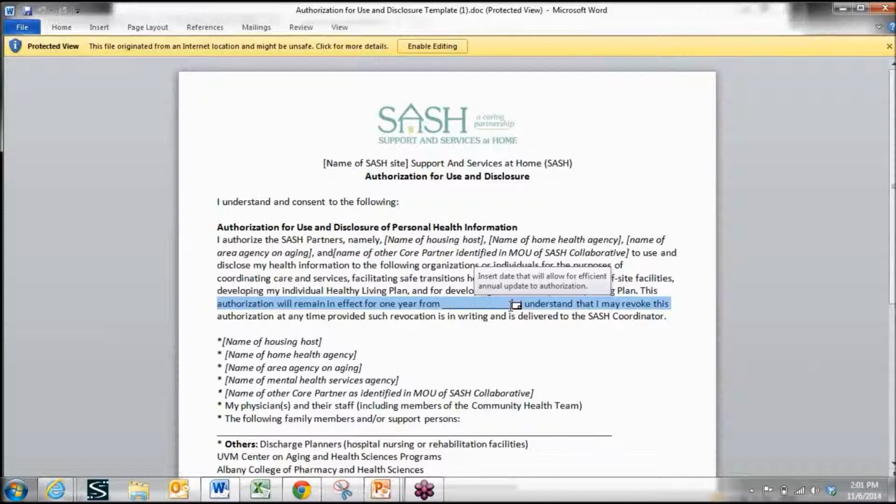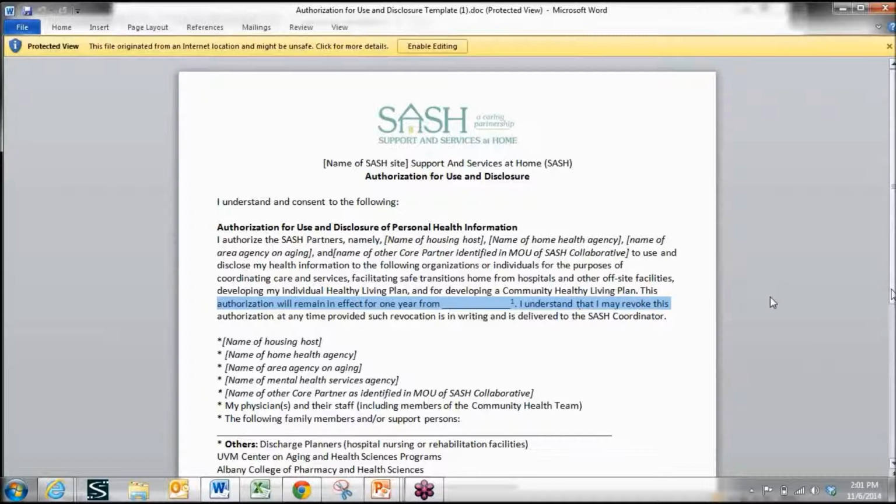You'll actually put this date into DocSite, and DocSite will be able to remind you of that. But you definitely want to write it in here as well, so it's clear to the participant that it's this authorization. We're going to be checking up with them again in a year to make sure they want to continue this.